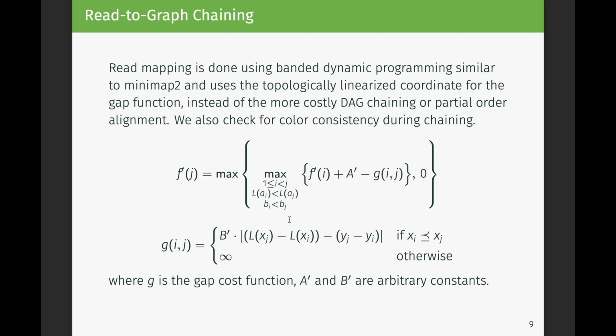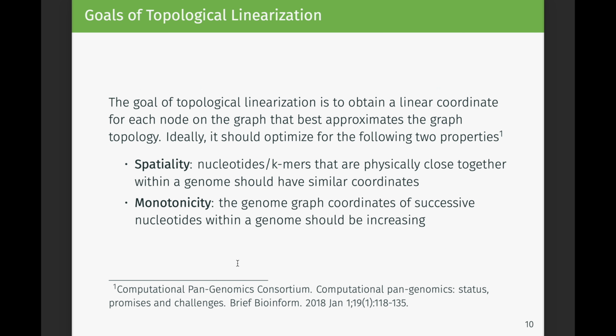A few things to note here. We are using L, which is our linearization function, which basically says we're using a linear coordinate instead of the graph coordinate. And if the anchors are not compatible, we use infinity. That ensures the path coherence of the chain.